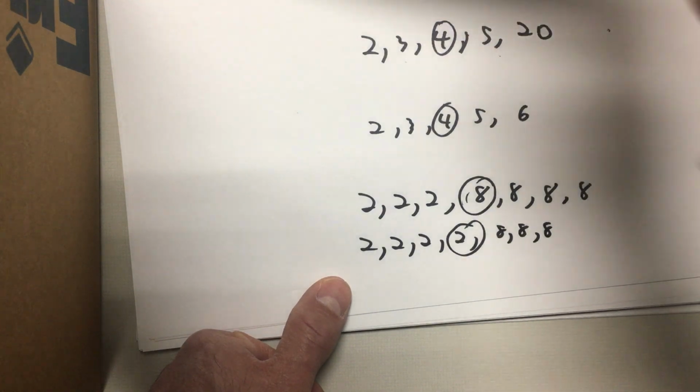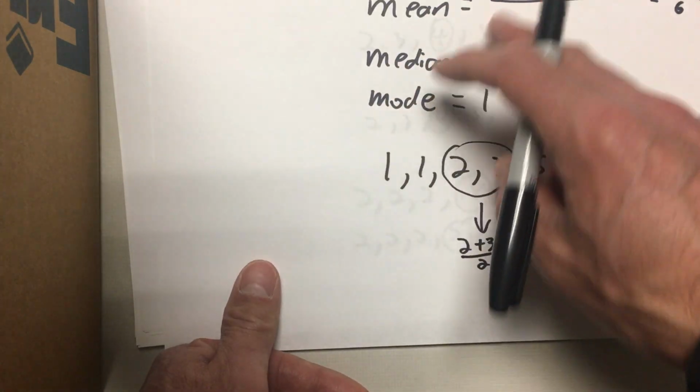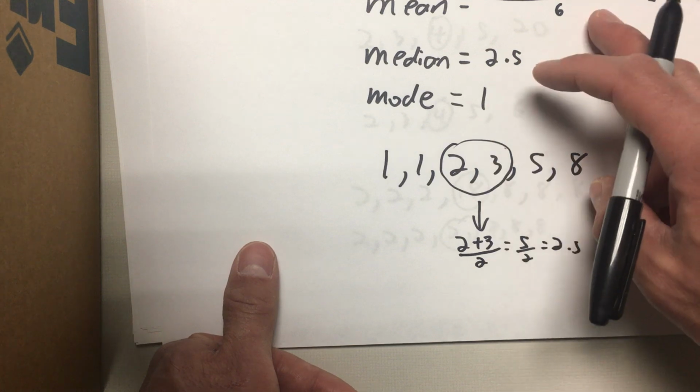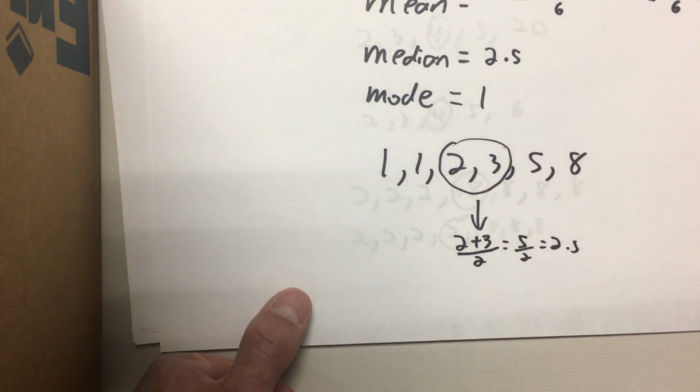That's why we have 3 different ways of measuring central tendency. There are times when one is more important than the other, or more appropriate, I should say, than the other.